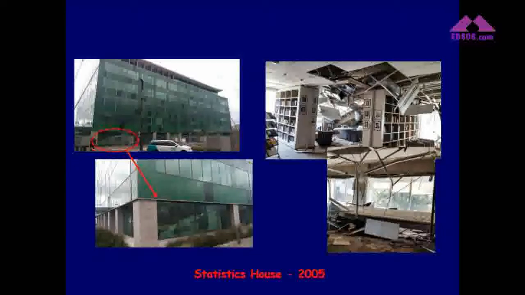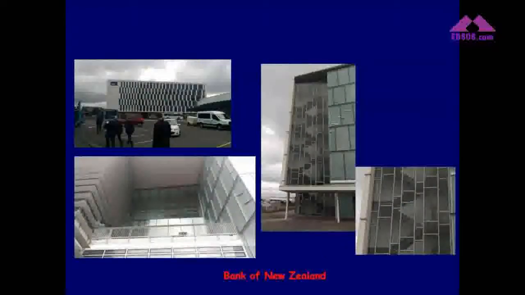So the code is not enough. We understand the code is not enough. Then the Bank of New Zealand. Again, we had a check of this building from outside. We couldn't enter, but we didn't see any damage. Maybe some damage in the staircases, some damages on the shear walls.